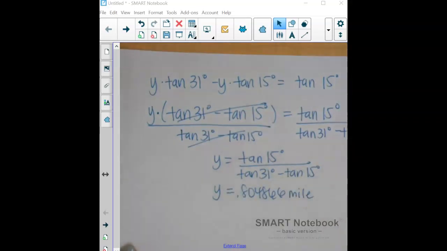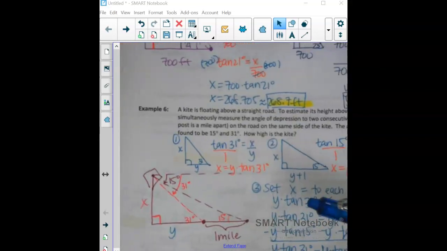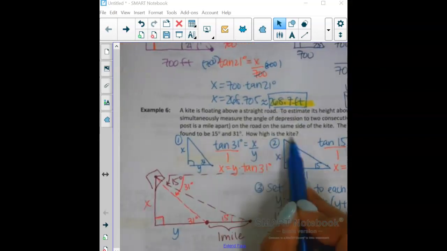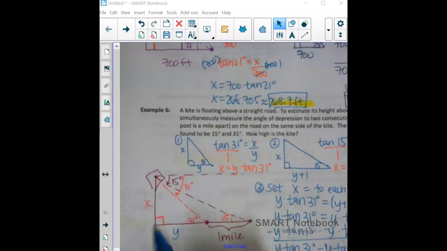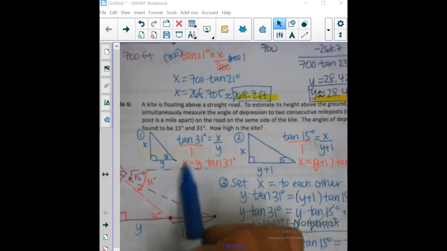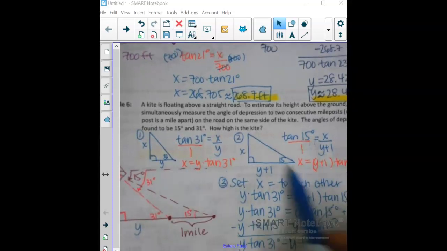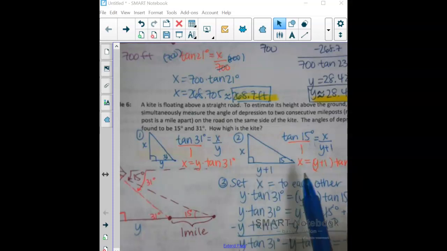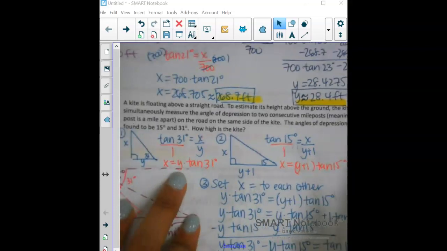And if I look back, what was the problem asking me to solve for again? It asked me to find how high the kite is. So that's x. Okay, well, the y is useful, but I need to find x. Remember how we isolated this equation at the beginning? We can use both of these equations to find out your x value. It doesn't matter which one you choose. Obviously, I'm going to pick the easier of the two that's not being added, which is an extra step.